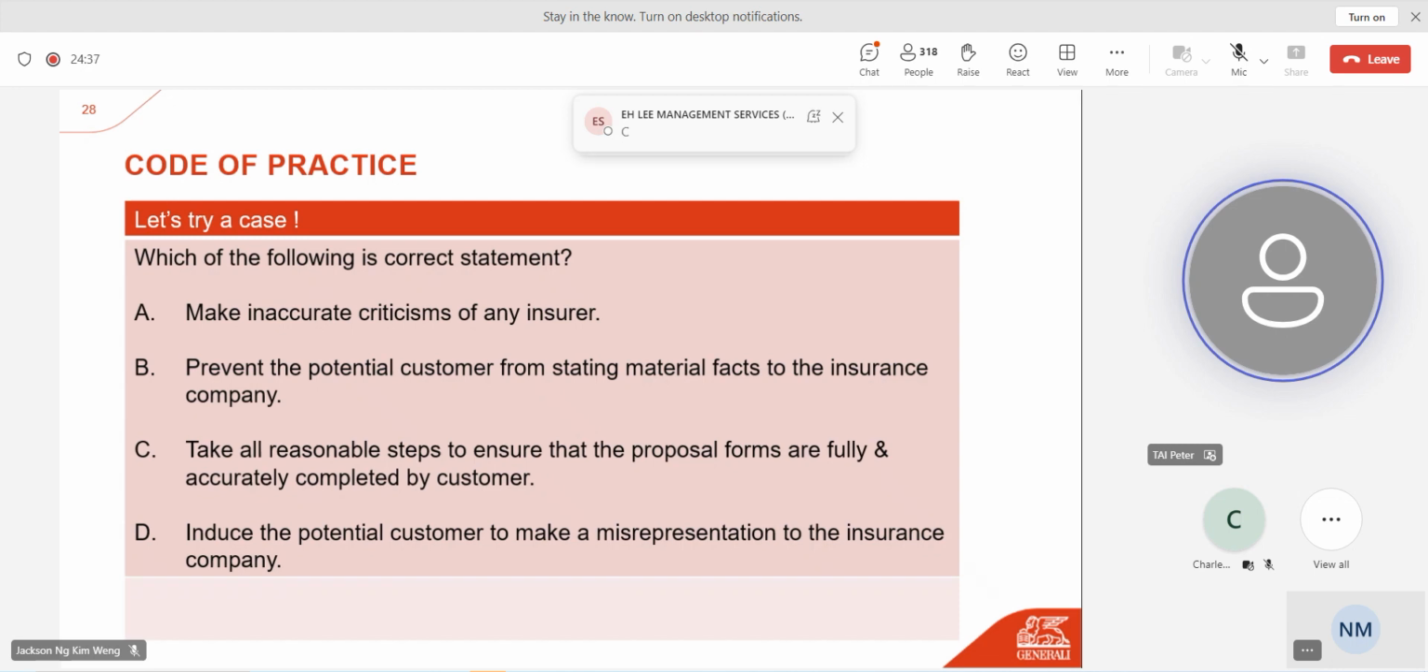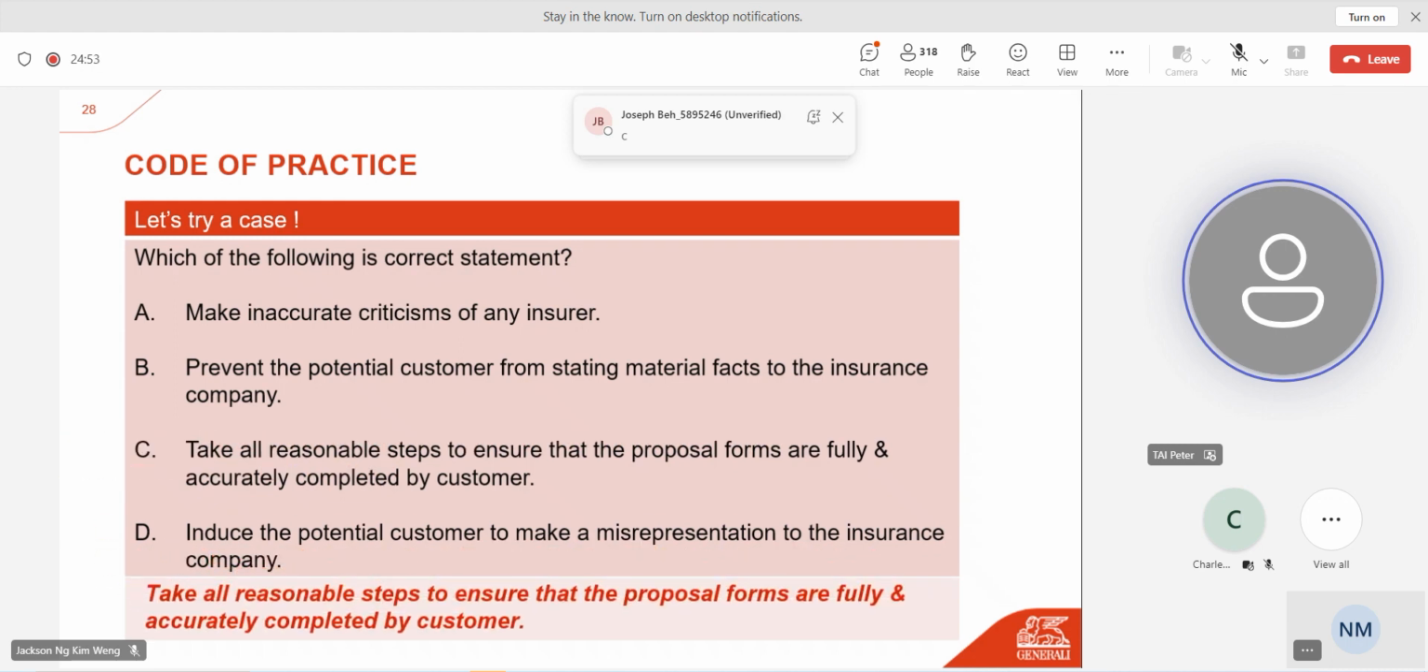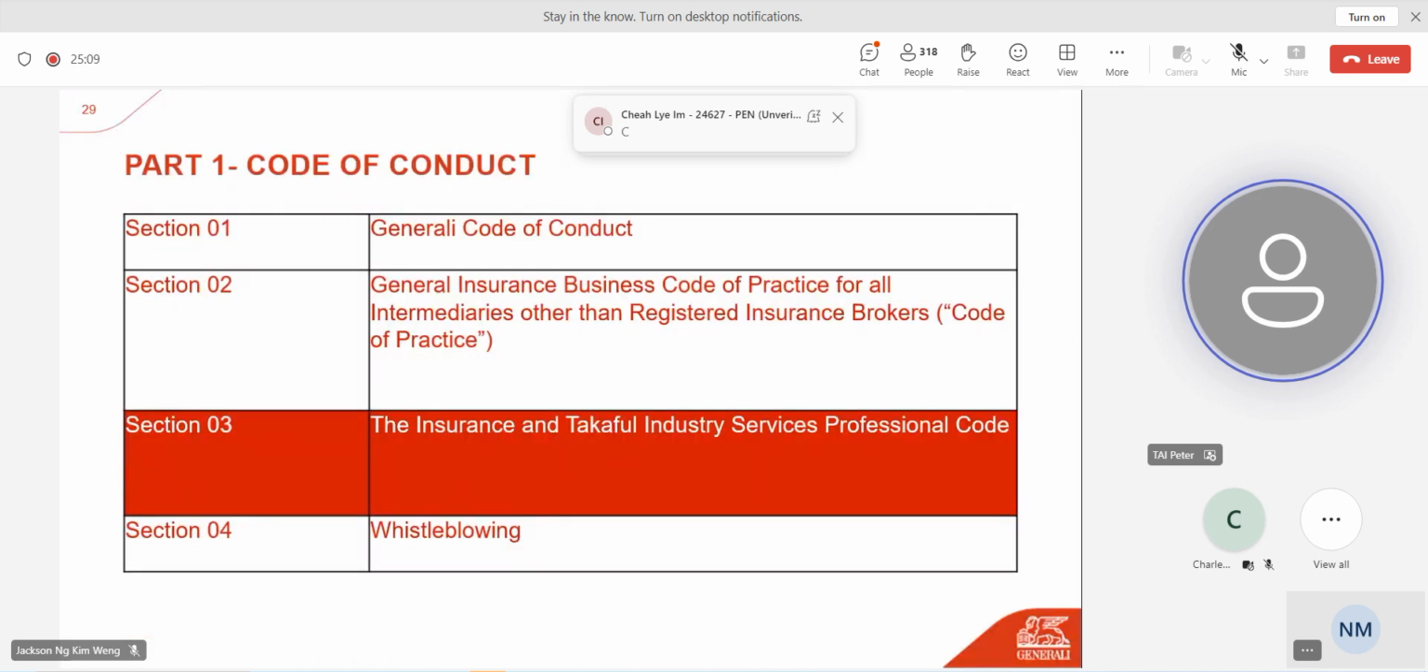C, C, C, C. Wow. See, Northern region people are all very good, very smart. Yes, let's see the answer. Thank you so much for your participation. Okay, the answer, if your answer is C, congratulations, you are right. You must take all reasonable precautions. Very good. I'm very happy that you all are participating. That means you all understand what I've said just now.